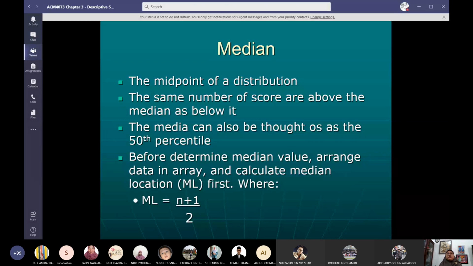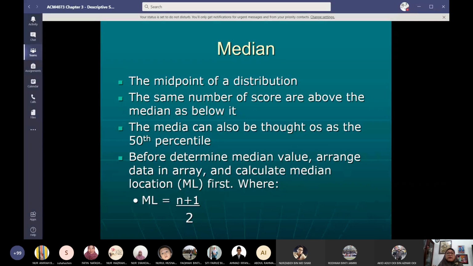Median. How do we get to know the midpoint, the middle point of the distribution? If you have 50 respondents, I believe you can sketch them on a piece of paper. But if you have 500 respondents, it's almost impossible for you to jot down every one of them. Just to get the midpoint of distribution, you put them in a long line, and then you look for the middle.